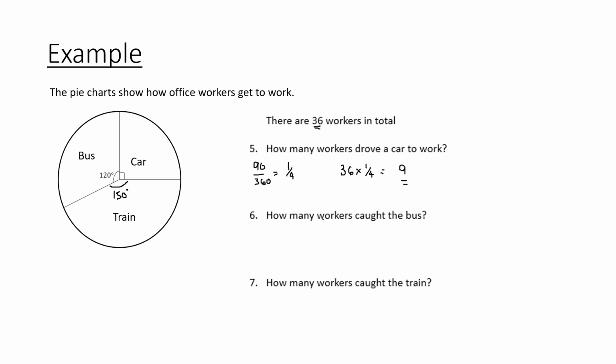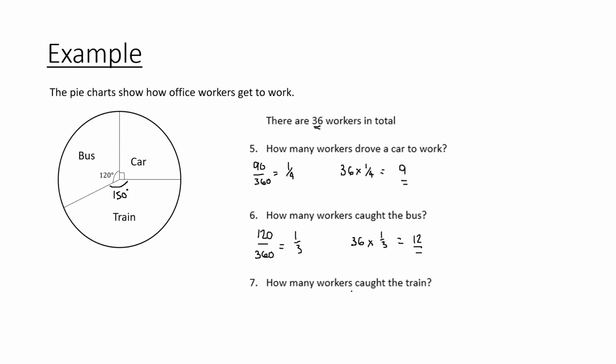Question 6, how many workers caught the bus? Now, hopefully from what we just did, we did 120 divided by 360, which gave us a simplified fraction of a third. So this comes from the previous answers to our example. So then we know that there's 36 workers in total, and we know that a third of them caught the bus. So we do 36 multiplied by a third, and that gives a total of 12 office workers that caught a bus.